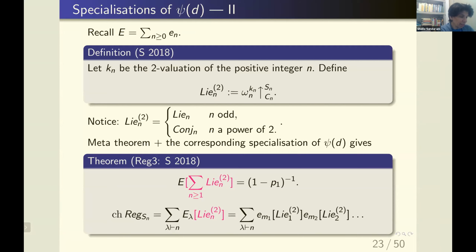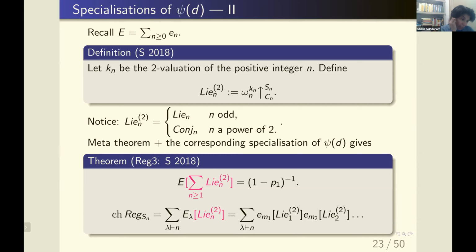And then I want to take the primitive root, so I'm constructing a new representation of the cyclic group. I want to take its Kn power, and I'm going to call that Lie sub n superscript 2. The thing to notice is that it's really the same thing as Lie n if n is odd, because there are no powers of 2 in Lie n in that case. And it's the same thing as conj of n if n is a power of 2, because then this power, omega n to the power kn, becomes 1.